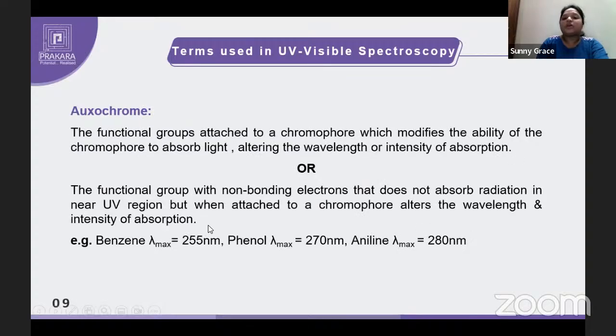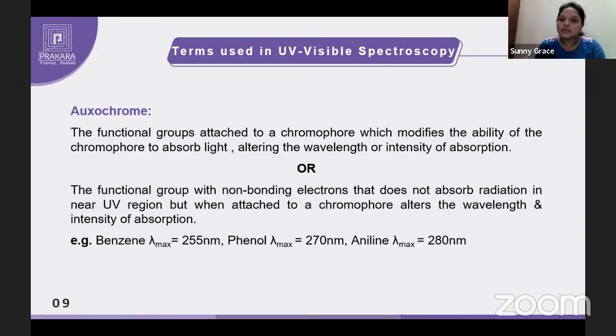And we have another term known as auxochrome. An auxochrome is a functional group that itself doesn't have any color, but whenever it is attached to a chromophore, it modifies the ability of the chromophore to absorb light by altering the wavelength and intensity of light. Here we are observing two terms: altering the wavelength or intensity. Altering the wavelength means it will either increase or decrease the wavelength.